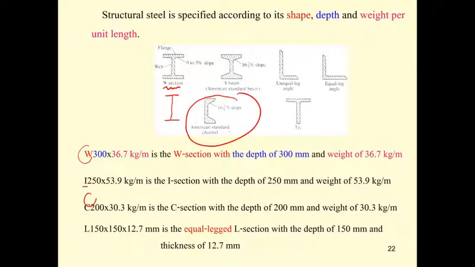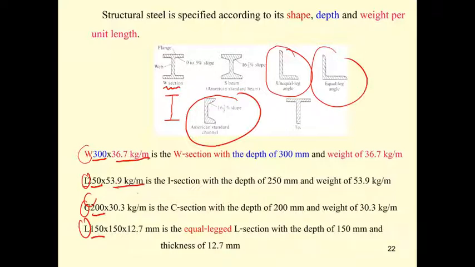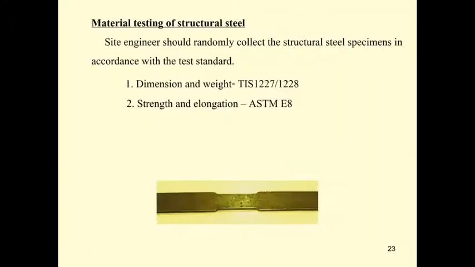And then L. L has both unequal leg and equal leg. The symbol here will be followed by the depth of the section, and the last one is going to be the weight per meter of this section. So you have to call them correctly to get a proper section.